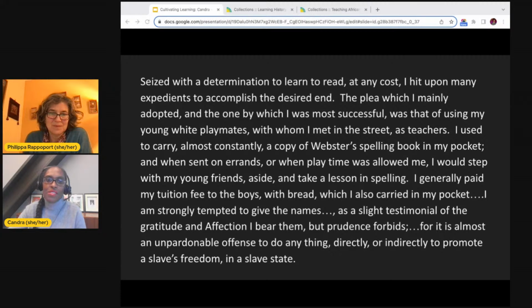Rose calls out which I also carried in my pocket. I think that was also something that stood out to me in this excerpt, that the person recounting this carried a copy almost constantly of a spelling book in their pocket, thinking that at any moment I might have an opportunity to learn, and it's right here, ready for me.